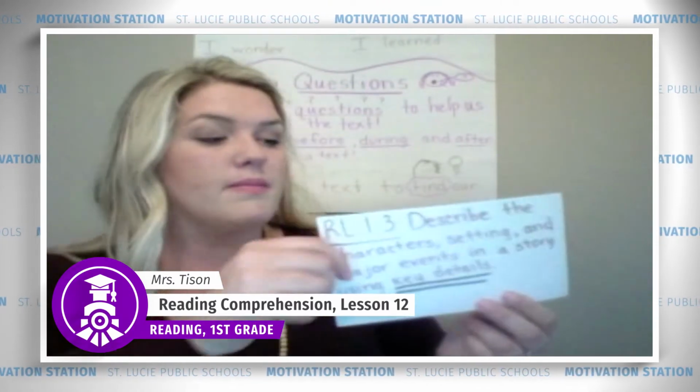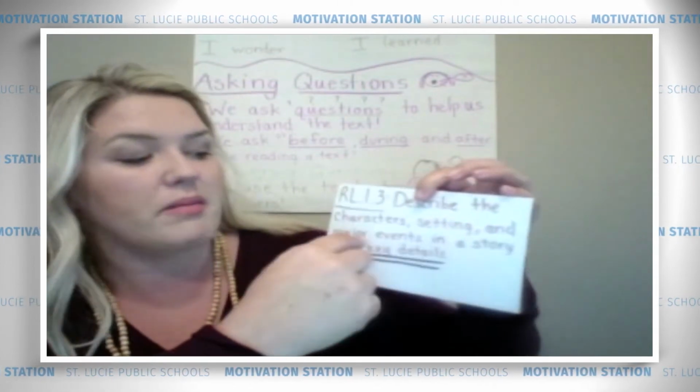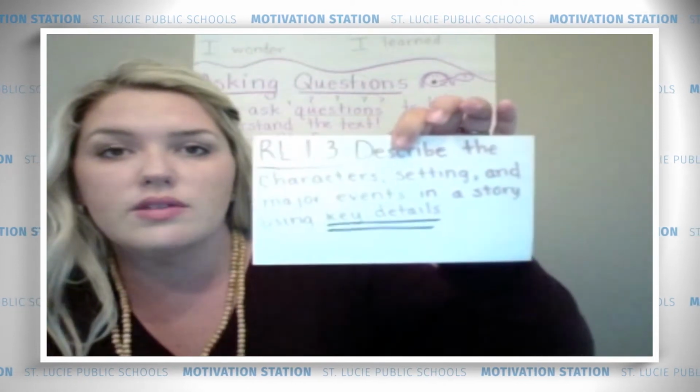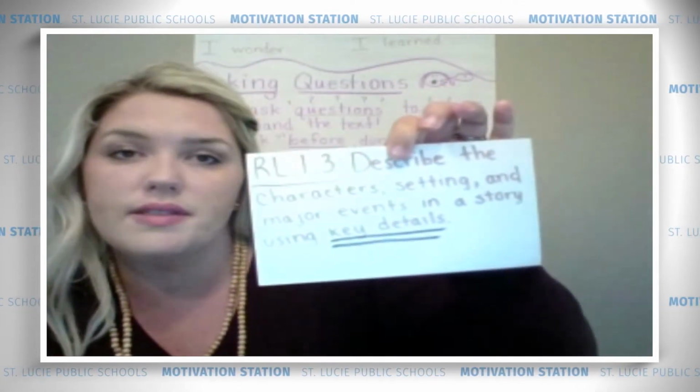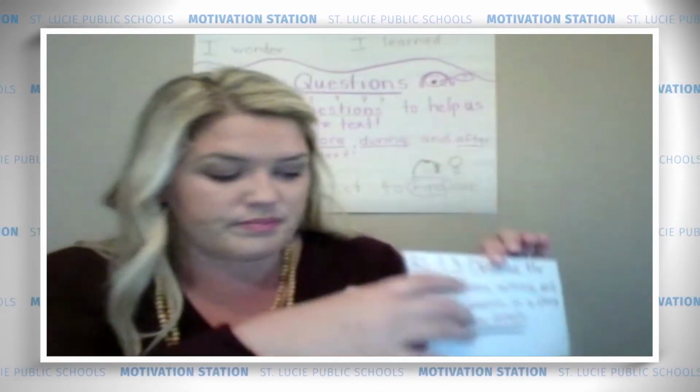Our target for today is going to be RL 1.3. What does that mean? Describe the characters, setting, and major events in a story using key details. So let's talk about our questions, and this goes along with our other standard that we talked about on Monday.